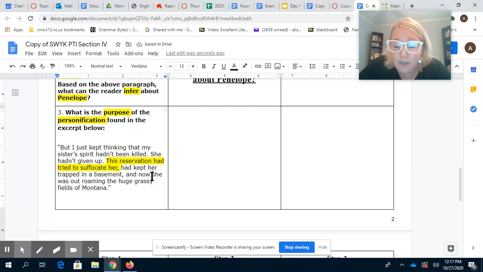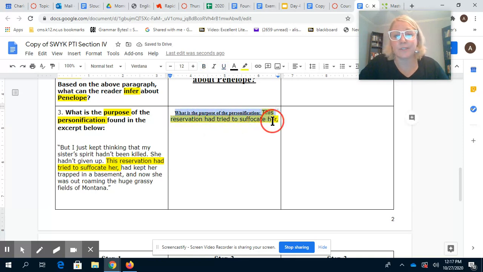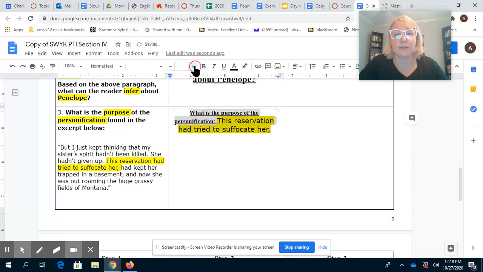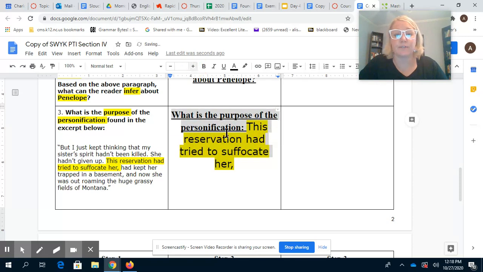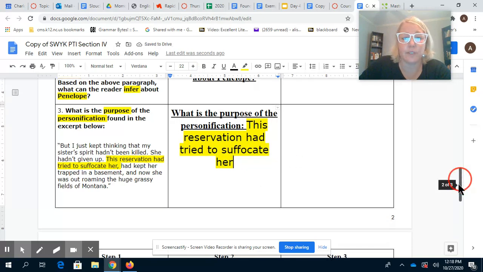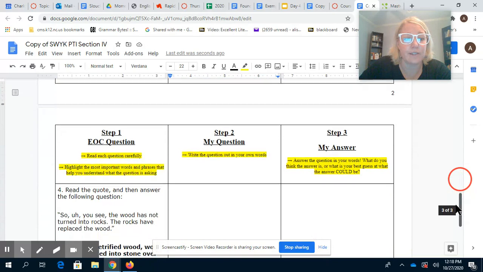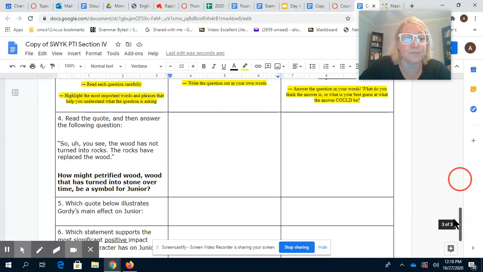So even harder than that, we've got to figure out what was the purpose of this personification. So let's put this in our own words. What is the purpose of the personification? And then I'll just put colon, and then I can copy and paste. And again, I don't know why it keeps going back to being so small, but we can just make it bigger. What is the purpose of the personification? Tried to suffocate her. That's not nice. All right, we are halfway finished. Let's go and look at question number 4.